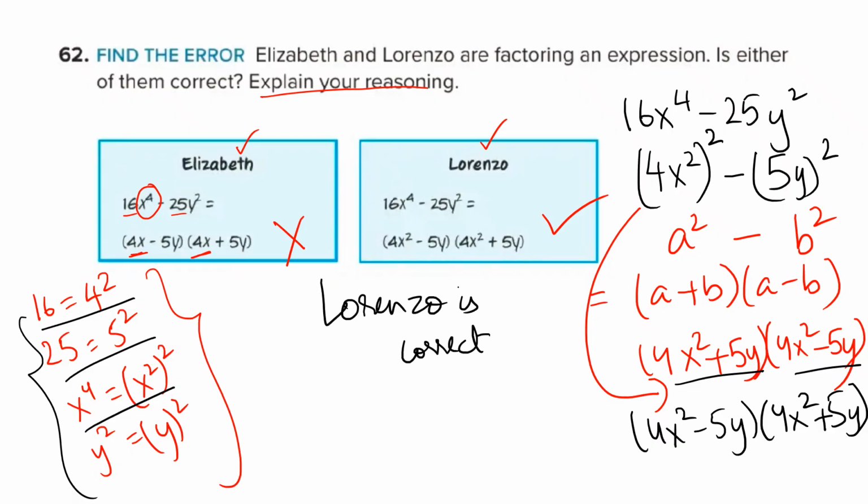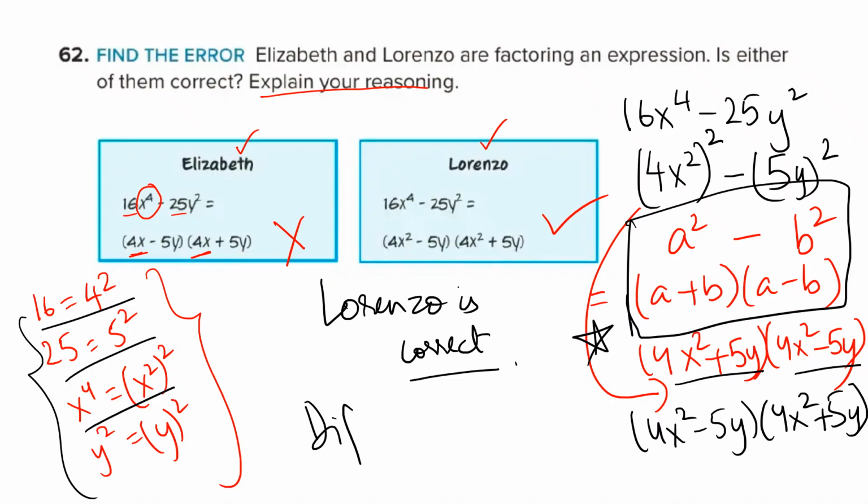And if you get such a question, it's very, very important to mention the identity which you use, which is nothing but difference of square. So do mention the identity, and this is how you explain your reason. Let's check the answer key for the next slide.